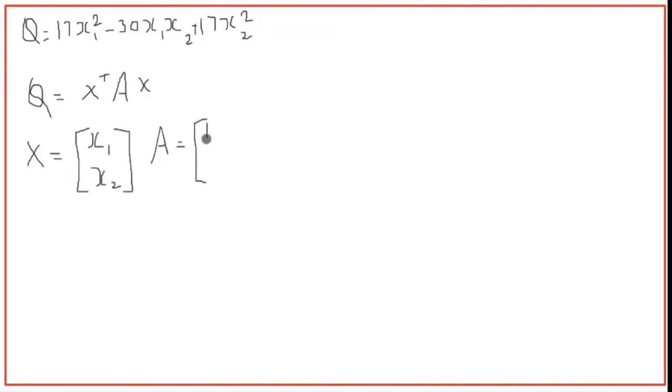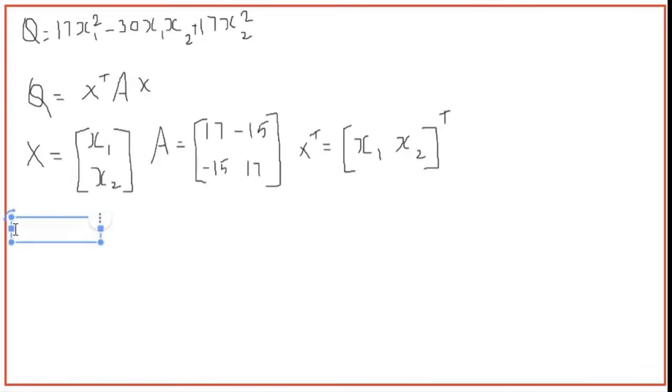Within the matrix, the A11 element is 17, and to find out the A12 and A21 elements, we have to look at the equation. Here it is minus 30x1x2. So this should be split into two terms, which is minus 15x1x2 and minus 15x1x2. So this will form our A12 and A21, and then we have A22, which is 17. So as you can see, this is a symmetric matrix.